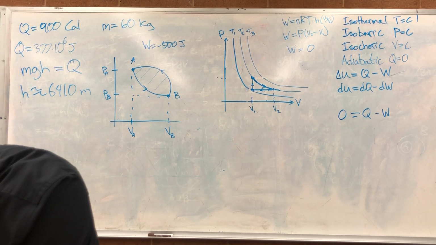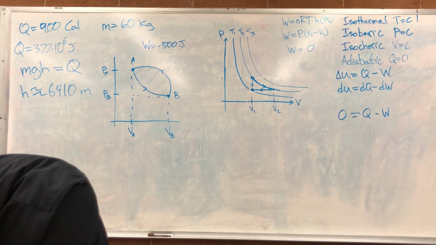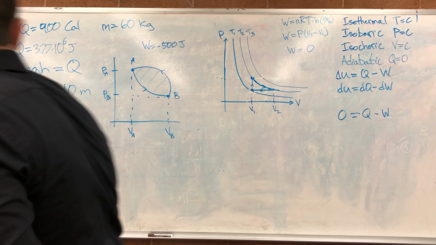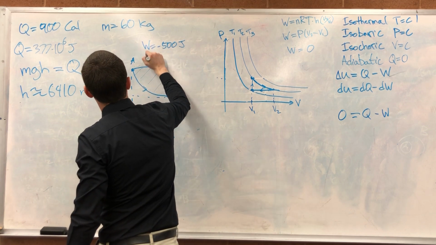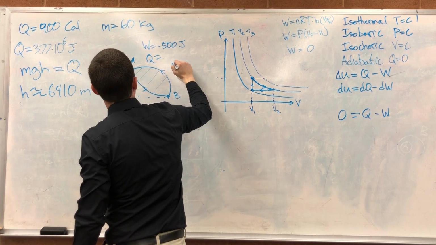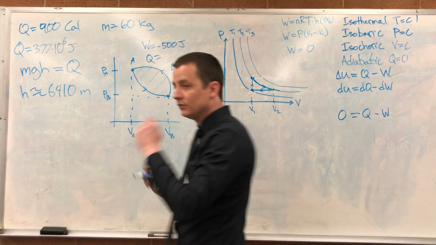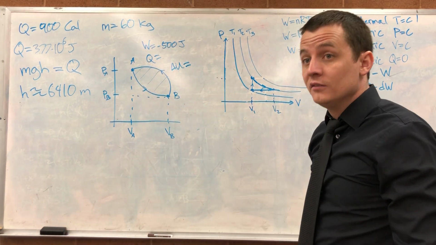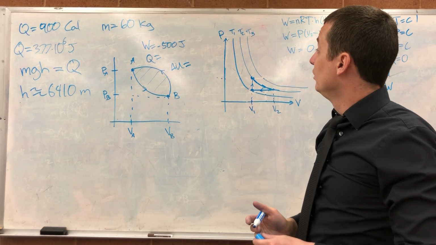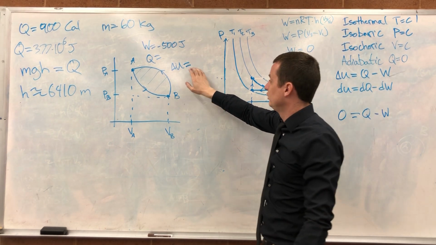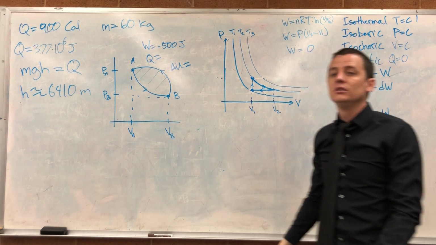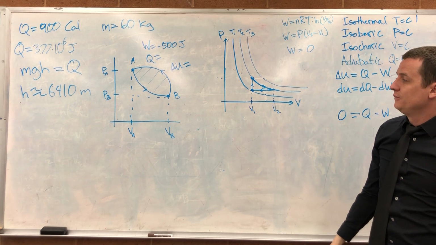B, find the change in the internal energy and the heat added during the process. So here's W. Our job is to find the heat added, Q, and the change in our internal energy. So we first find Q? Well, how can we figure out Q if we don't know the change in the internal energy? And how can we figure out the change in the internal energy if we don't know Q? So we're stuck.